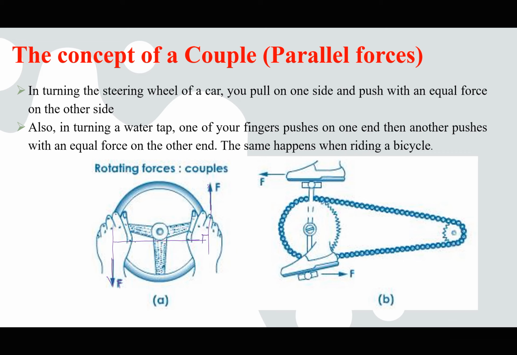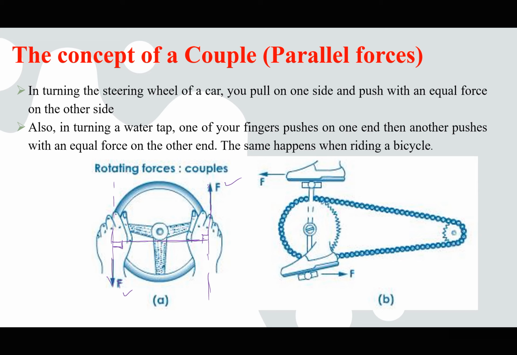They have a perpendicular distance between them. The lines of action of these forces are not expected to meet. That's number one. So the forces are equal in magnitude. Their lines of action will never meet. That means there is a perpendicular distance between them. So these forces cannot converge or diverge because their lines of action should never meet.